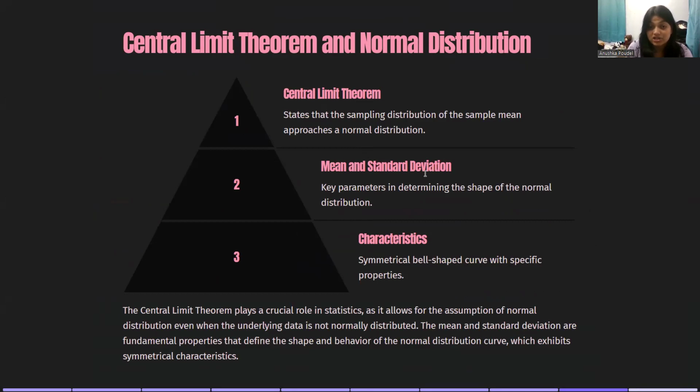Mean and standard deviation are the key parameters in determining the shape of a normal distribution. Characteristics: symmetrical, bell shaped, as I mentioned before, with specific properties. The central limit theorem plays a very crucial role in statistics as it allows for the assumption of normal distribution even when the underlying data is not normally distributed. The mean and standard deviation are fundamental properties that define the shape and behavior of the normal distribution curve, which exhibits symmetrical characteristics.